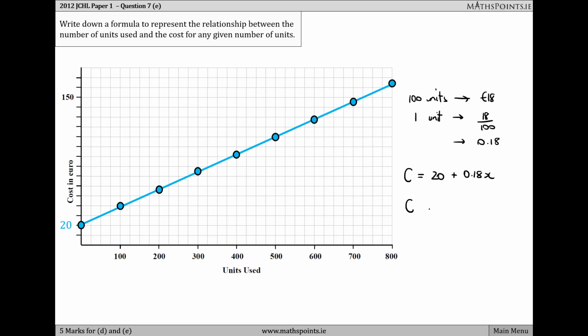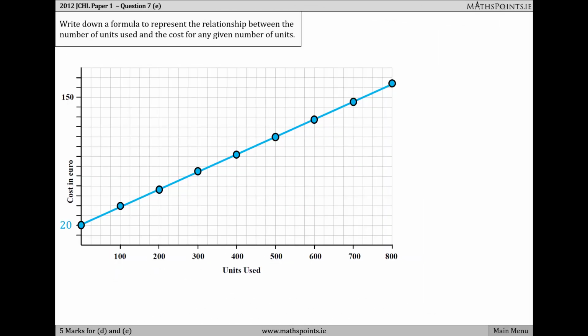Make sure to write down what the letters stand for. So C stands for the cost of electricity, and X stands for the number of units used. So we're multiplying the additional cost for each unit used by the number of units, and then we're adding the standing charge. And this will give us the cost of the electricity.